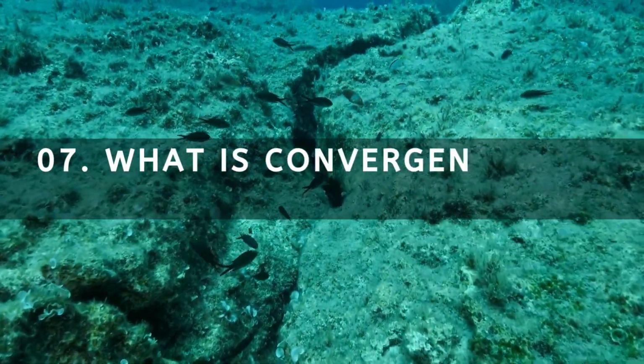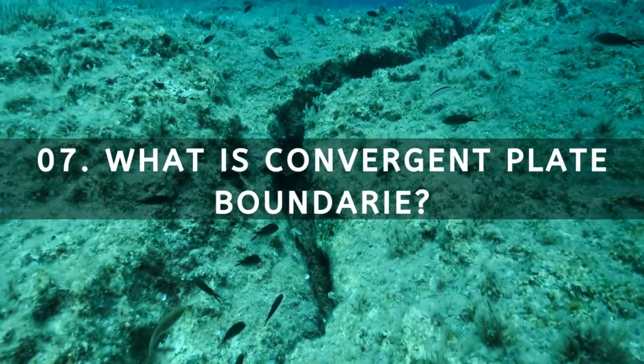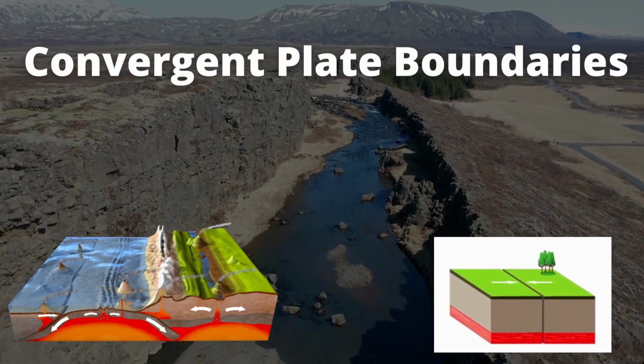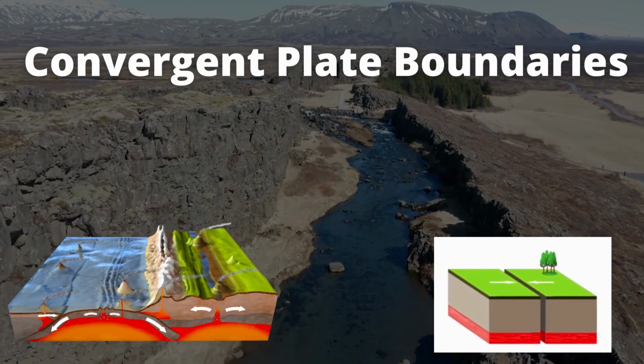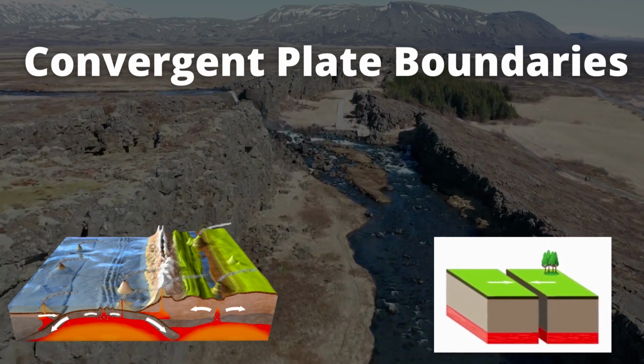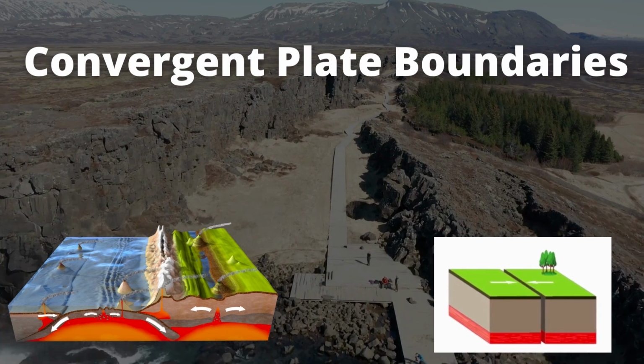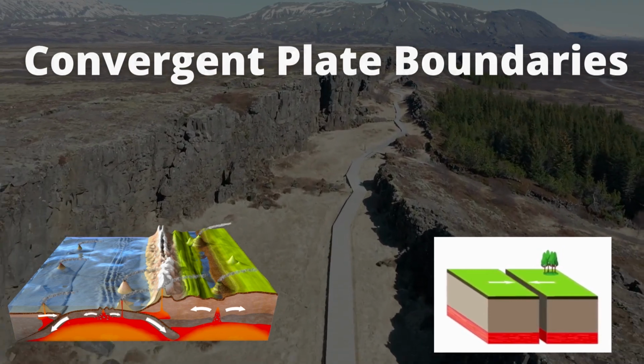What is a convergent plate boundary? In subduction zones, a convergent boundary occurs when 2 tectonic plates are pushed together. When an oceanic plate and a continental plate collide, the oceanic plate slides under the continental plate and folds down.